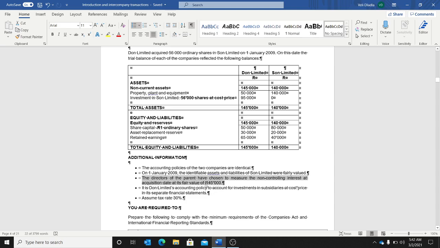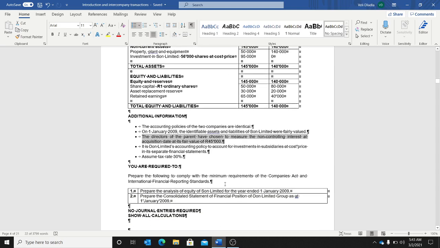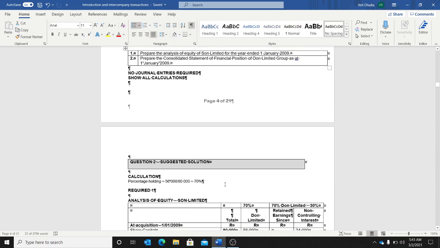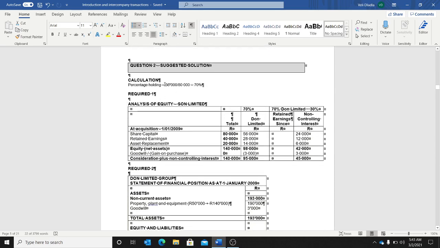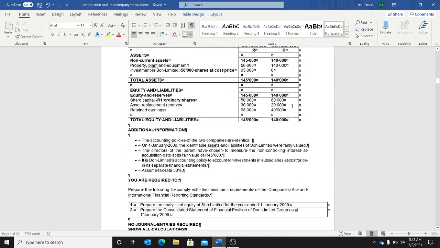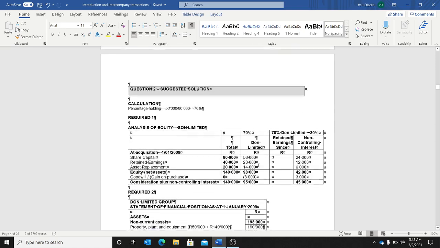The significance of this statement is that when you do the apportionment between Don Limited and the non-controlling interest, if the non-controlling interest is not at 45, you adjust to 45, but I'll show you that. Right. Let's go to at acquisition. 56,000 divided by 80,000 is 70%. So you are acquiring the share capital, the asset replacement, and the retained earnings. All of them are equity.